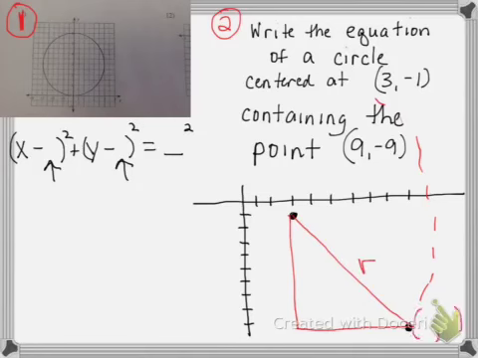I would add my coordinates onto my picture here. I've graphed them for you, but I would put the actual numbers on there. It's easier to see what to do next. And then you're going to fill in your template with the center right here that I gave you, and the calculated radius right there.